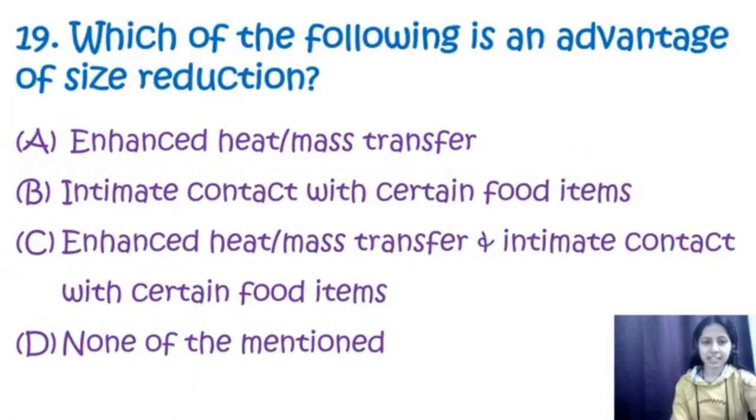So question number 19. Which of the following is an advantage of size reduction? A. Enhanced heat mass transfer. B. Intimate contact with certain food items. C. Both, that is enhanced heat mass transfer and intimate contact with certain food items. And D. None of the mentioned. So option number C, that is enhanced heat mass transfer and intimate contact with certain food items, since this is an advantage of the size reduction.